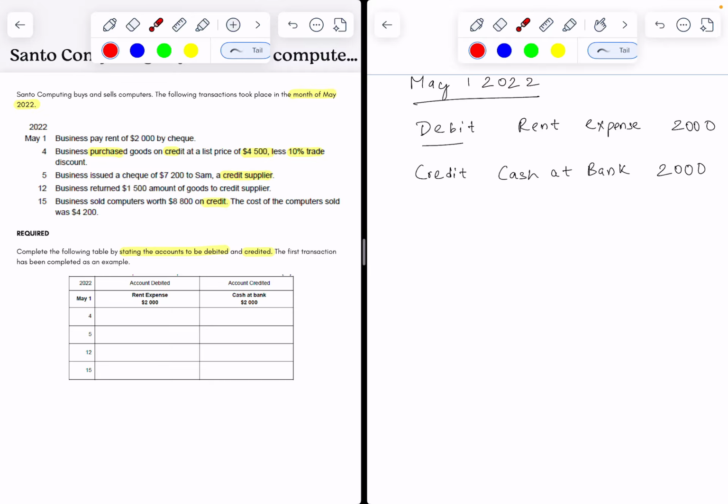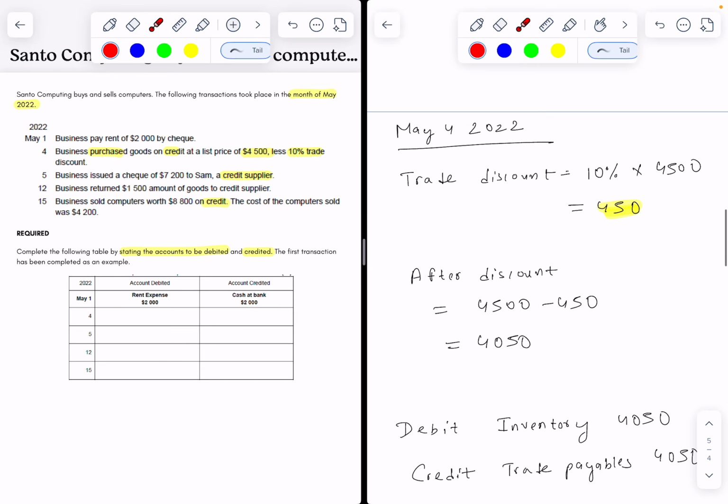So now let's go to the next transaction on the 4th of May 2022. Business purchased goods on credit at a list price of $4,500 less 10% trade discount. All right. So on the 4th of May 2022, we first want to calculate the amount for the trade discount. So trade discount is 10%, which is applied on the list price as a whole. All right. So basically what this transaction is saying, whatever list price is mentioned for this item, you can take a 10% cut, all right?